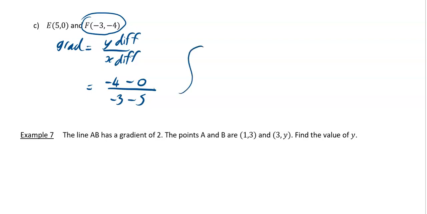So we'll just work up here and continue on with this. That works out to be minus 4 over minus 8. And minus divided by minus is a positive, and 4 divided by 8 just becomes 1/2. So my gradient is equal to 1/2.